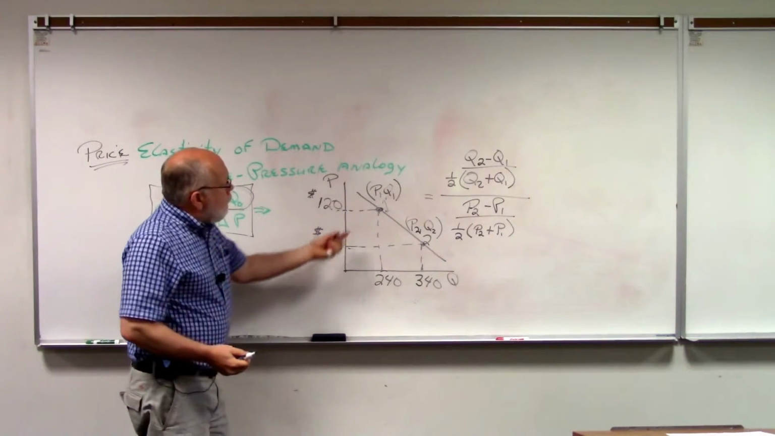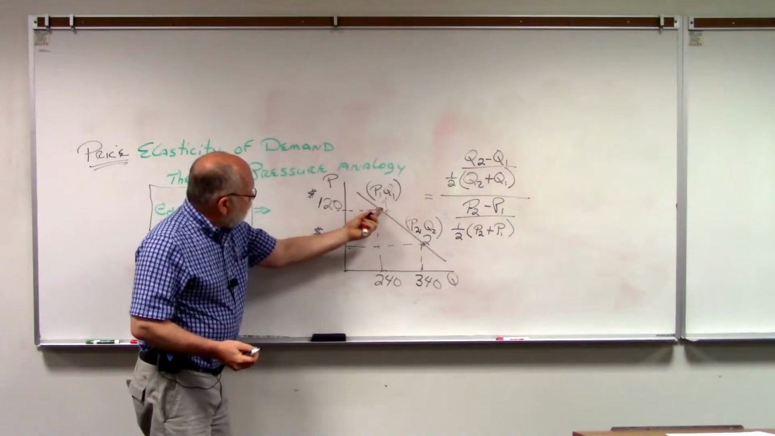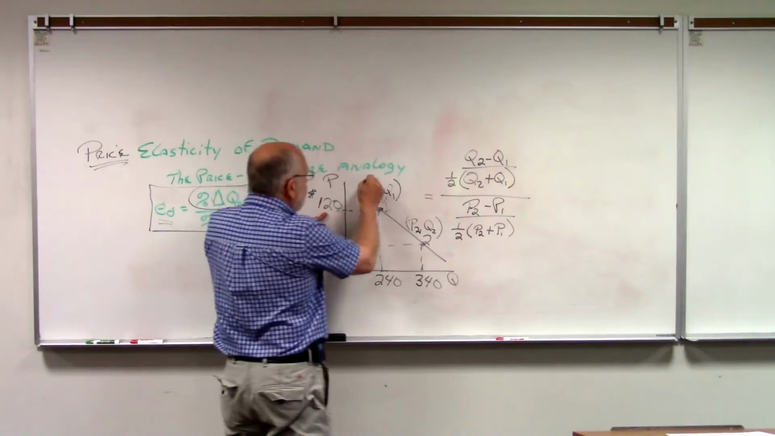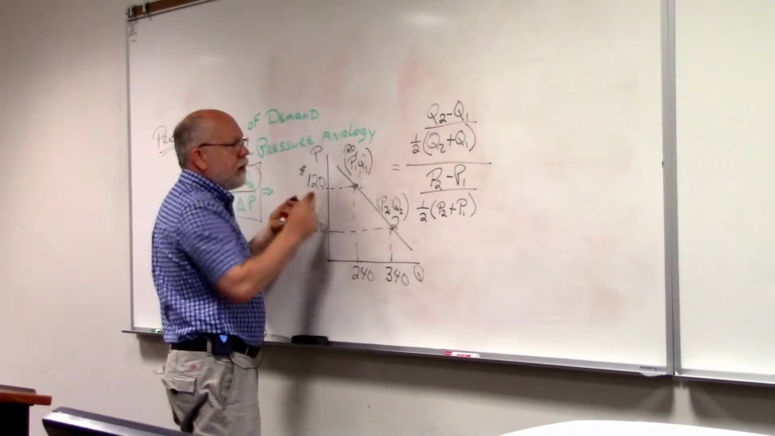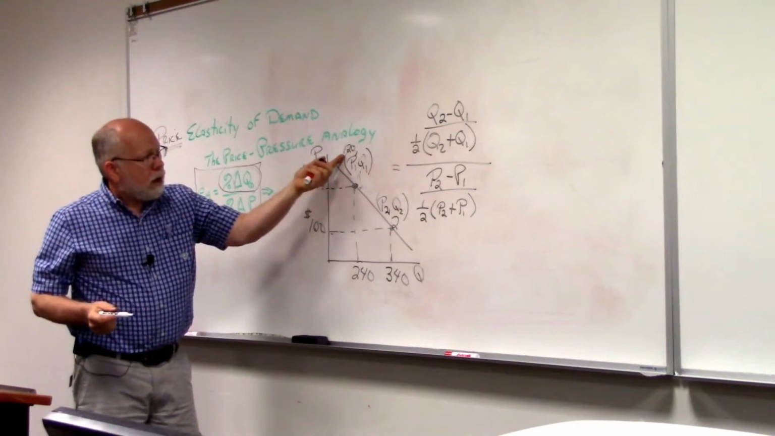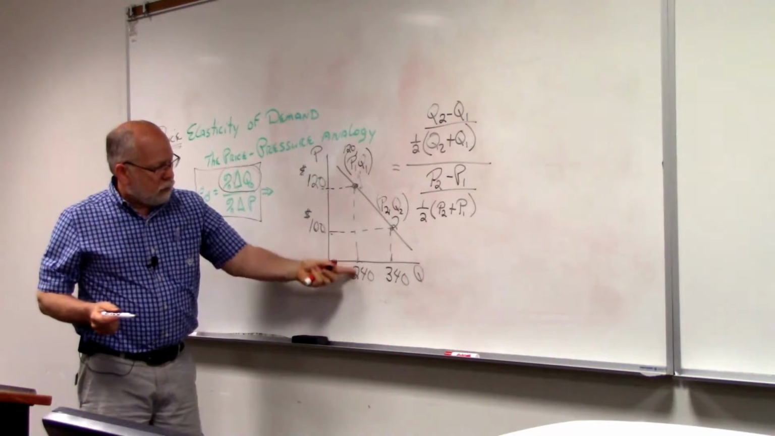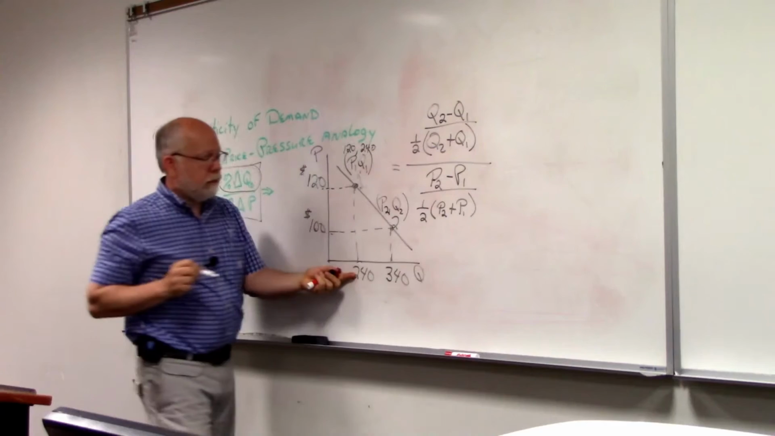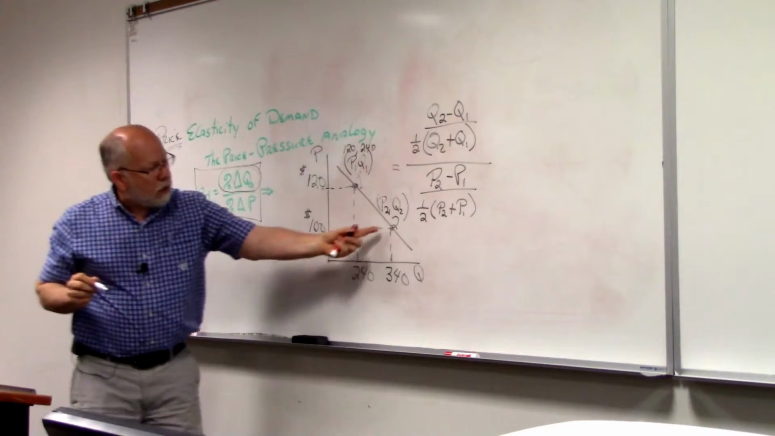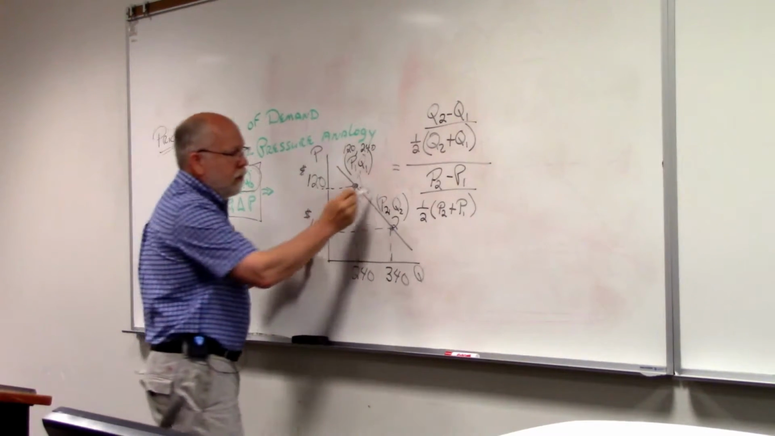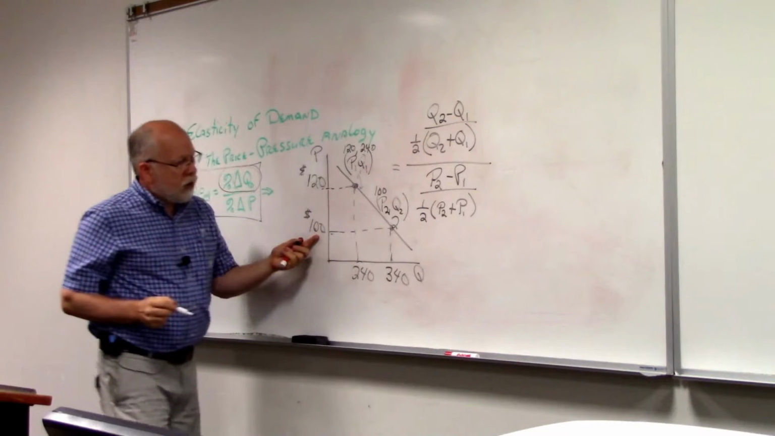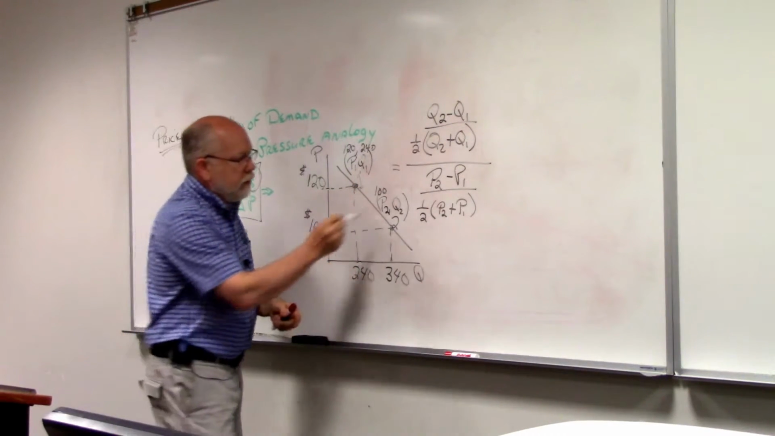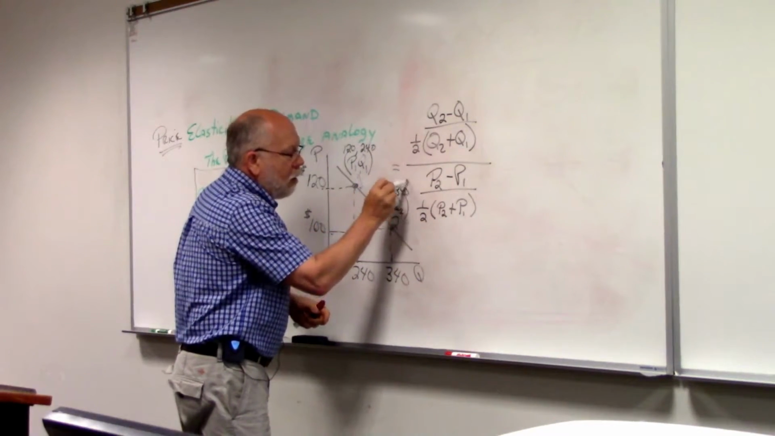So now, what is P1? Well, let's look over here. It looks like 120. So we'll put 120 right there. So it's right beside our P1. And what's our Q1? 240. So we'll put our 240 right there. Okay? Now what's our P2? It looks to me like it's 100. We'll put it right beside it. What's our Q2? 340.